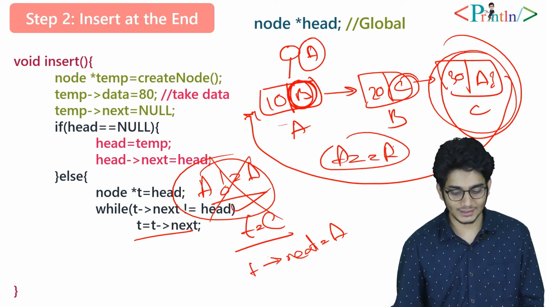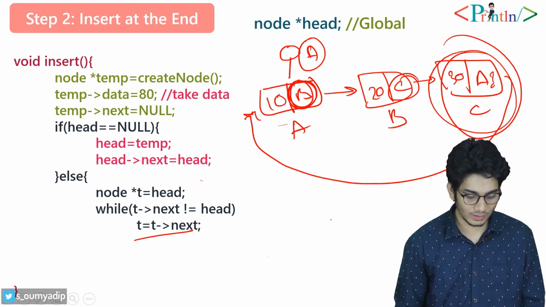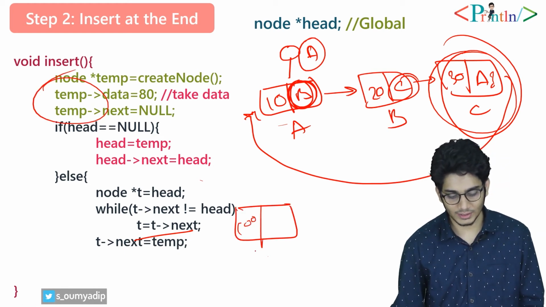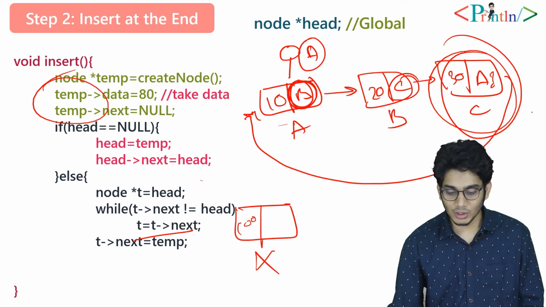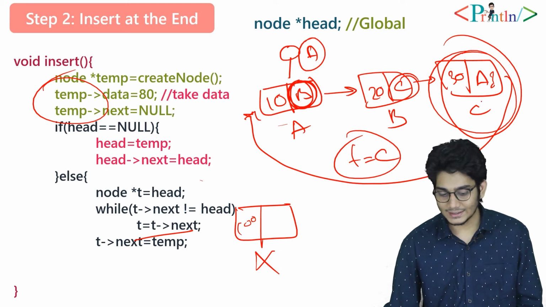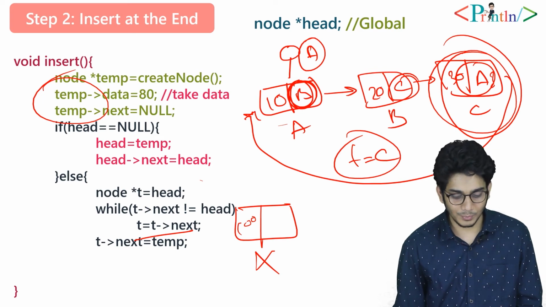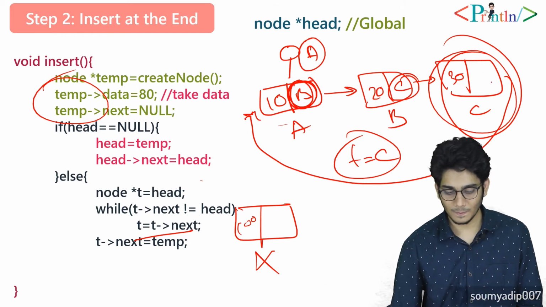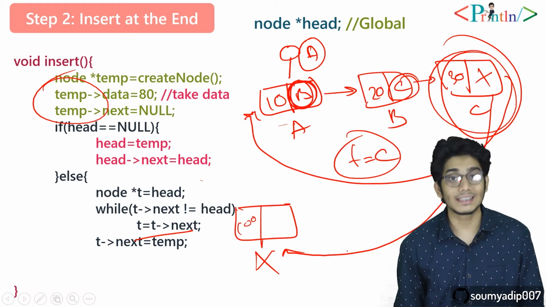So this portion won't be executed. It means we have to terminate our loop. Now what we'll do? We have created a temp, let's say 100, and the address of temp is X. Now T next equals temp. So currently what is the value of T? The value of T is C. Now what is T next? The T next is A. Now what we'll put? We'll put X over here. So the last node will be pointing to temp.